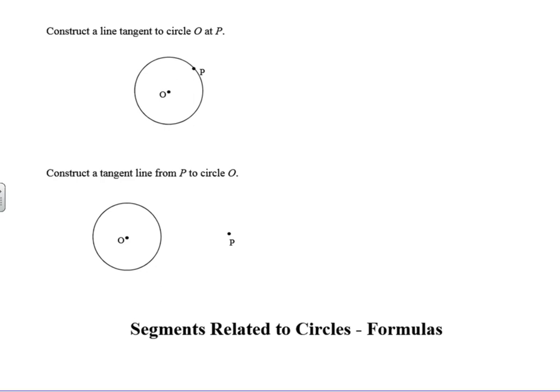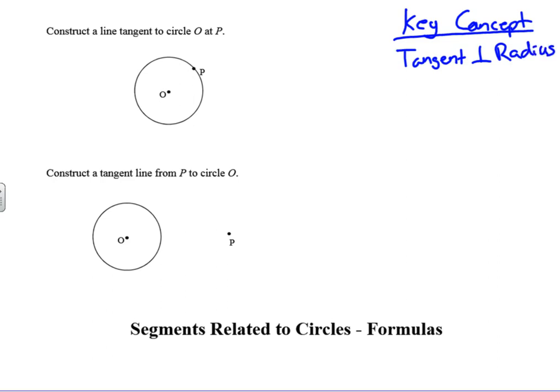So we're going to go ahead and construct a tangent line. One of the real key concepts is that a tangent is perpendicular to a radius. We all know that perpendicular lines form right angles. And this is going to factor into a lot of the types of questions that we answer because we're going to get right triangles. We could use it in some proof scenarios.